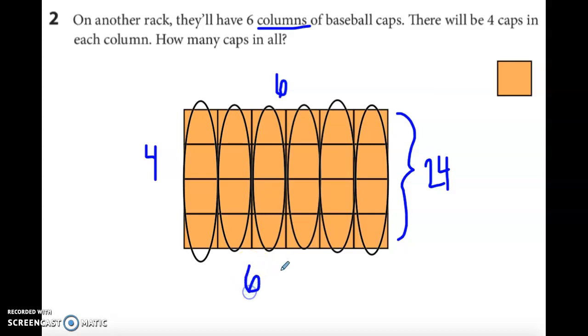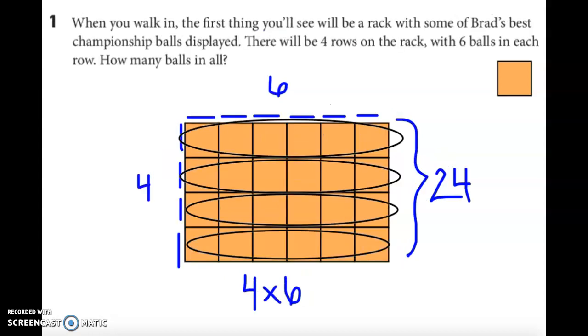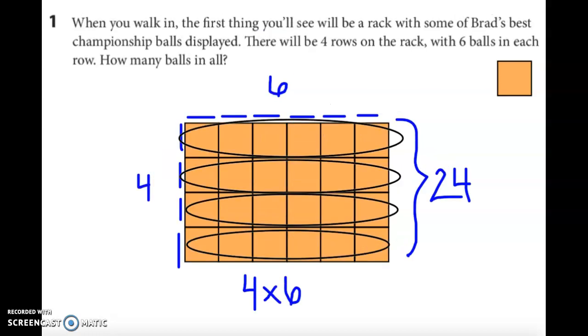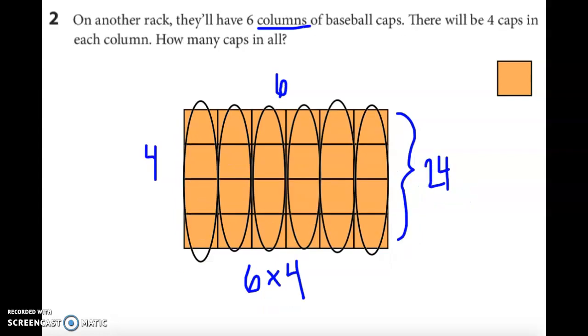Yeah, we would write 6 first. 6 times 4 equals 24. Here we wrote 4 times 6. Here's 6 times 4. I hear some of you saying, Miss Williams, why in the world does it matter? Really, it doesn't technically matter. 4 times 6, we know, is the same as 6 times 4.